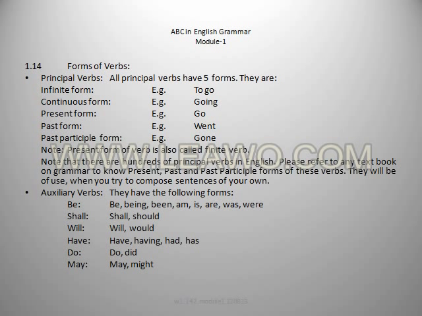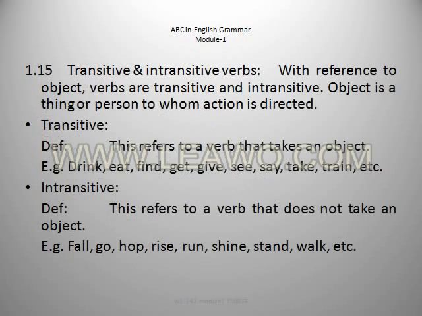Auxiliary verbs. They have the following forms: Be has be, being, been, am, is, are, was, were. Shall has shall and should. Will has will and would. Have has have, having, had, has. Do has do and did. May has may and might.